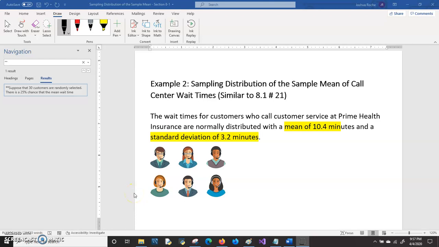In this video, we'll look at the last part of example 2, and this example was on the sampling distribution of the sample mean of call center wait times. These wait times were normally distributed with a mean of 10.4 minutes and a standard deviation of 3.2 minutes. The last part of this is part F.